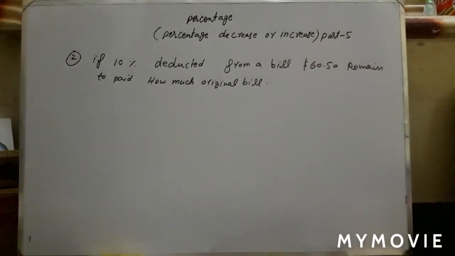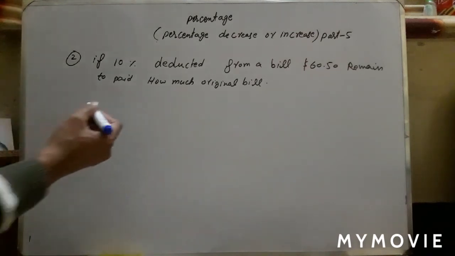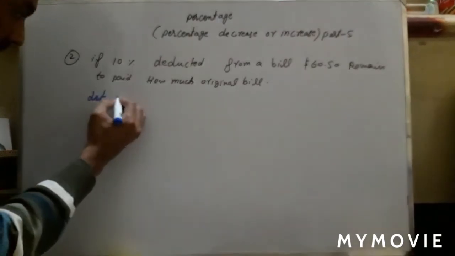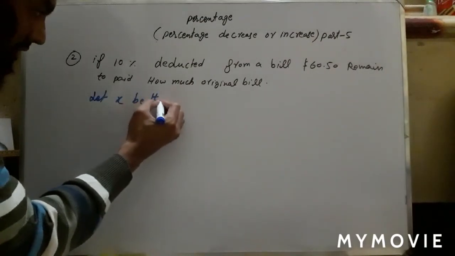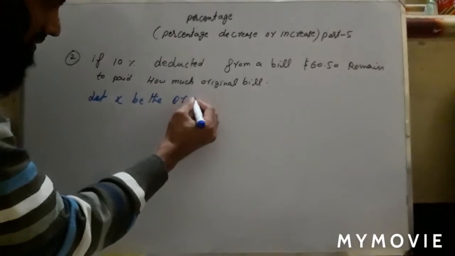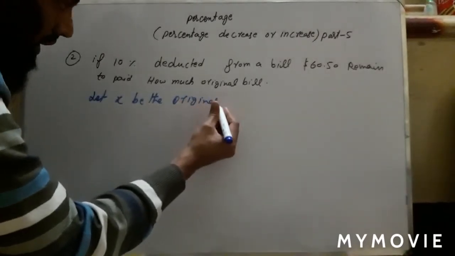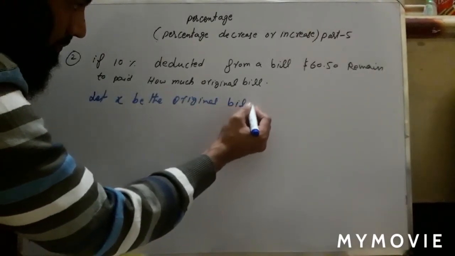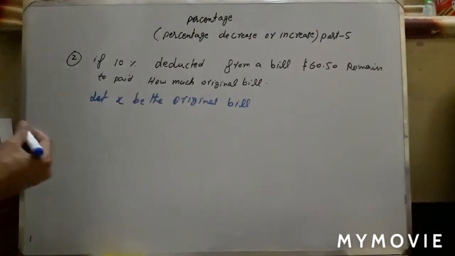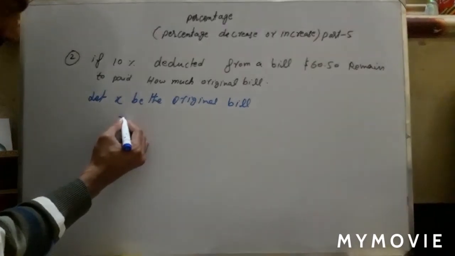And the second question is: if 10% deducted from a bill leaves 60.50 remaining to be paid, what was the original bill? Let x be the original bill. X be the original bill, and the 10%.